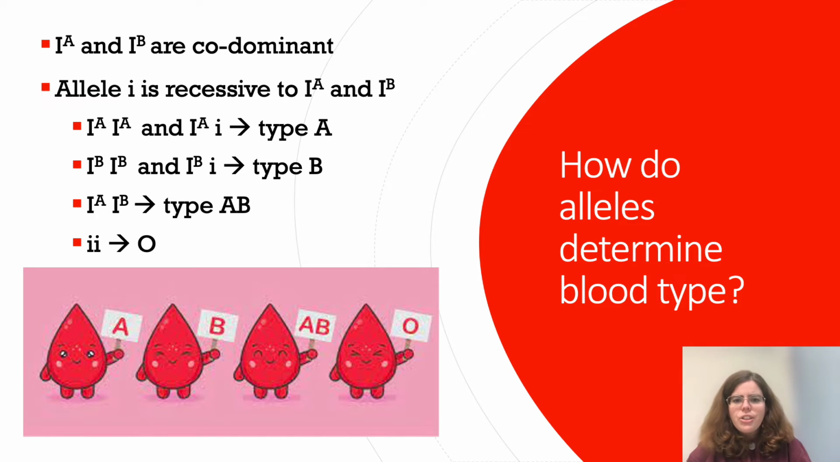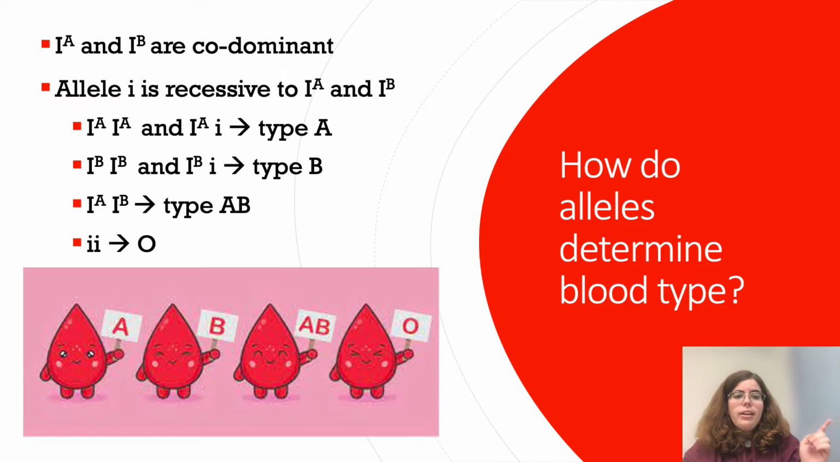So how do alleles actually determine blood type? Well, it's important to note that it's actually the relationship between your mom's allele and your dad's allele that determines your blood type. So let's say you have one allele from each parent. They may or may not be the same.